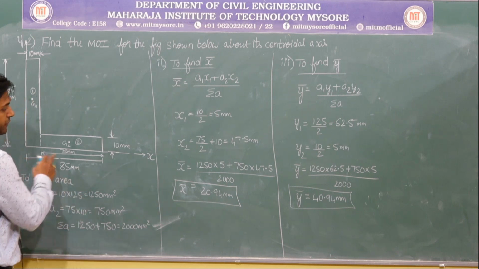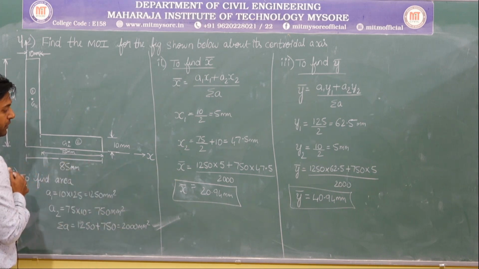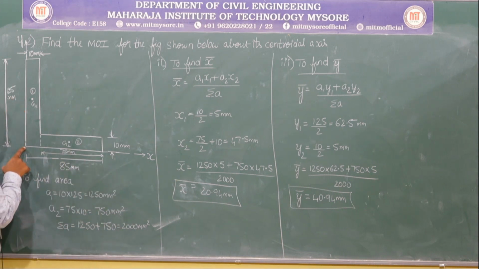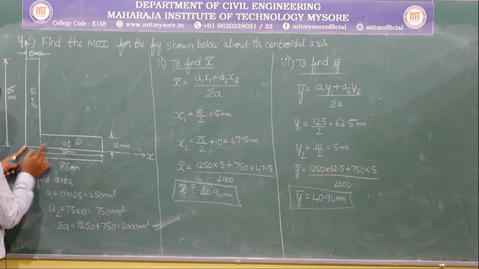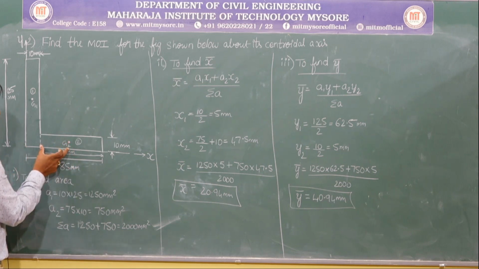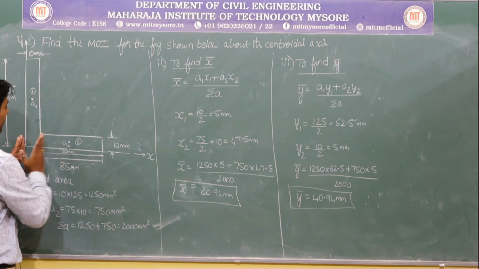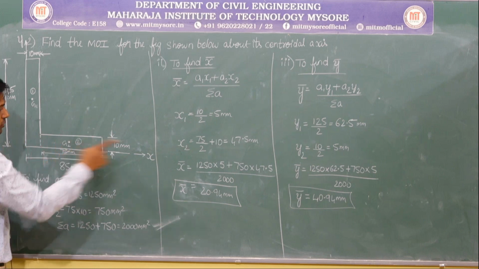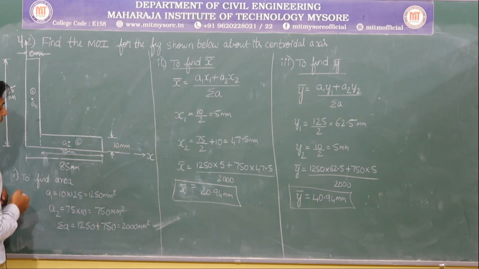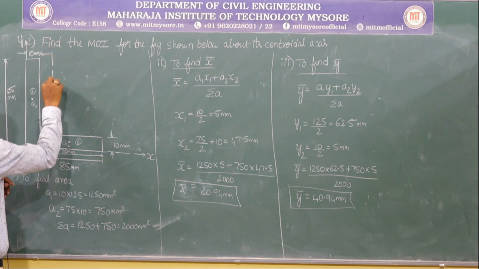Let me first go with x bar. X bar is 20.94. From the origin I need to start marking. From here, this distance is 10. What is the distance till here? This is 37.5 plus 10, 47.5. So from here to here it is 47.5, and from here to here it is 10. The value of 20.94 that I have got needs to be marked somewhere here.